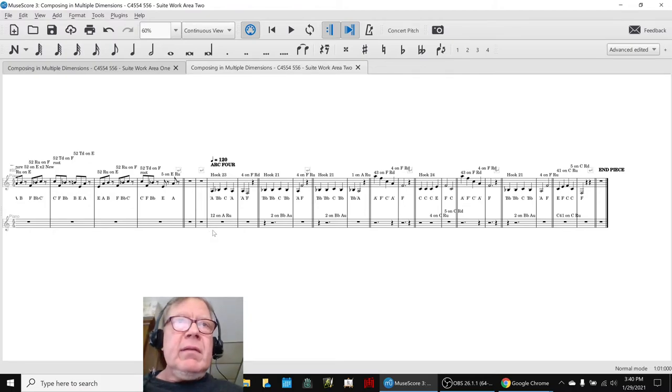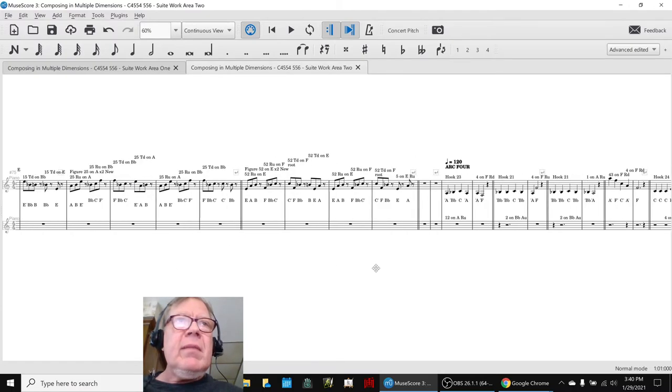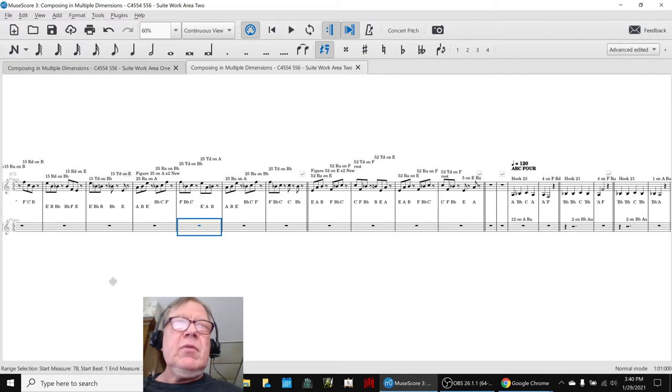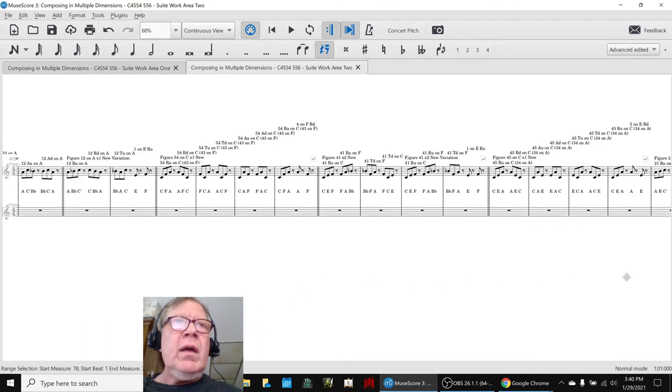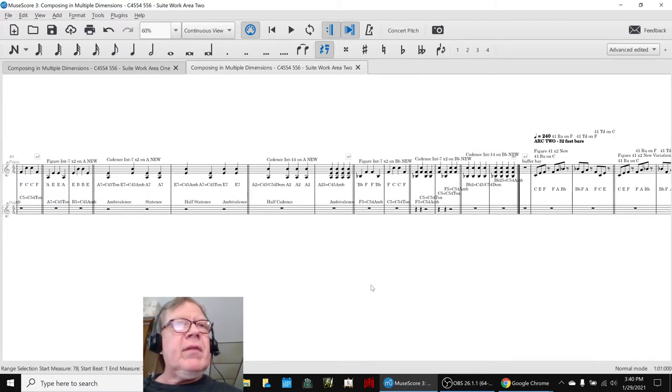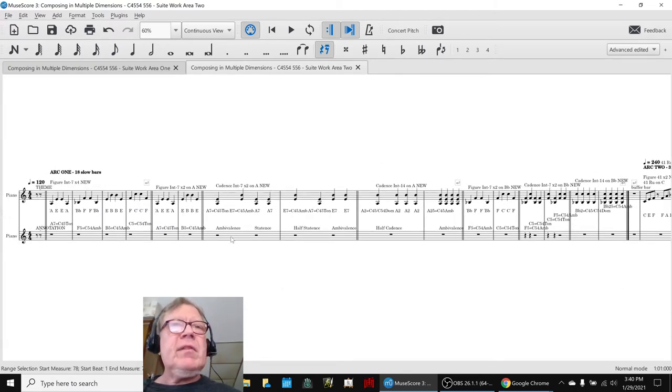This one is a very warm and comforting theme. This one is kind of an exotic or disturbing theme. Earlier it was just more exotic, and then way up here it was sort of, I don't know, slow exotic. So we have slow, fast, fast, slow.